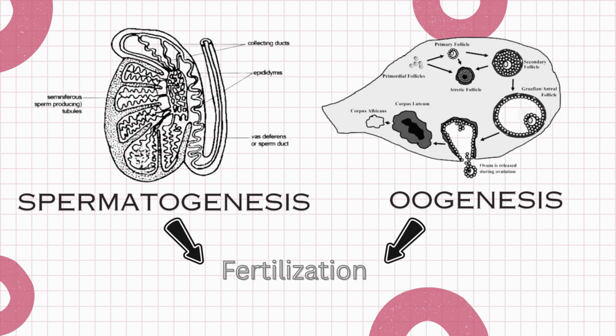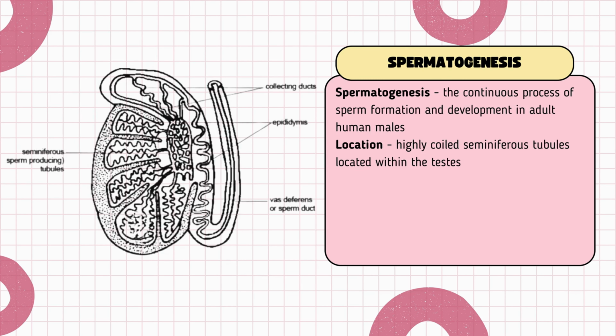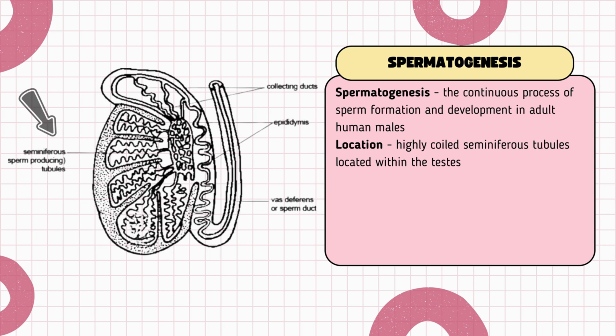a fetus. The formation and development process of sperm is known as spermatogenesis, while the development of mature eggs is known as oogenesis. Spermatogenesis, the continuous process of sperm formation and development in adult human males. Cell division and maturation occur along the length of the seminiferous tubules, which are highly coiled structures located within the testes. This process results in the production of hundreds of millions of sperm each day.